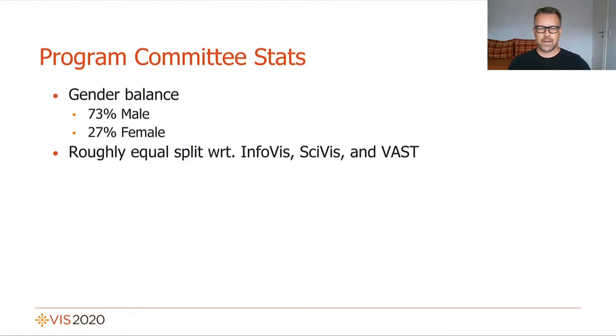With respect to gender balance, we are a little bit better than in previous years, but still there's a lot of room for improvement. So we have 73% males and 27% females serving on the IPC. But fortunately, we had a roughly equal split with respect to the different disciplines, InfoVis, SciVis, and VAST. And now I would like to hand over to Alex, who will say a few words about the review process.